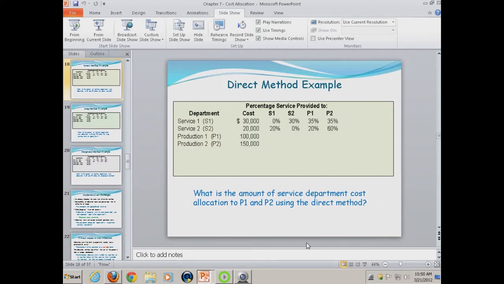Okay. And how about from S2 to the two production departments? 20% first. Now if we've done a decent job, that should add up.